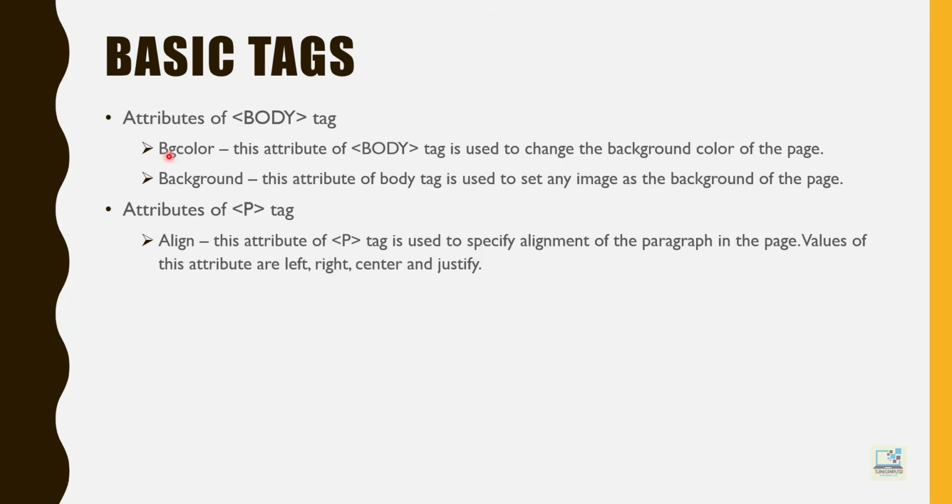Now let us discuss the attributes of body tag and attributes of p tag. Body tag, under which we will discuss two attributes, BG color and background. So what is BG color? This attribute of body tag is used to change the background color of the page. Whereas background attribute, this attribute of body tag is used to set any image as the background of the page.